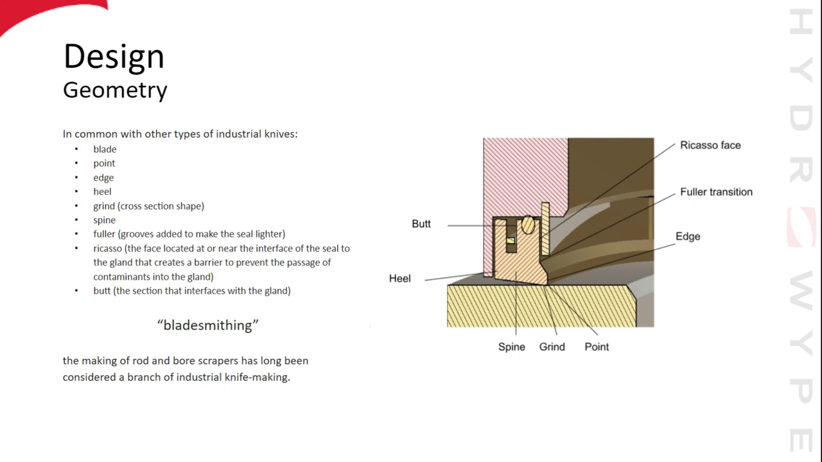The design elements of a rod scraper share a great deal with the design of other forms of industrial knives, including the same kinds of features as you might find on other high-performance knives: the blade, the point, edge, heel, and so on. All of these elements are configurable in pursuit of the best possible profile to handle the demands of a particular application. It is through the discipline of bladesmithing that we adapt and develop the design of exclusion seals for use in many different types of industries and applications.